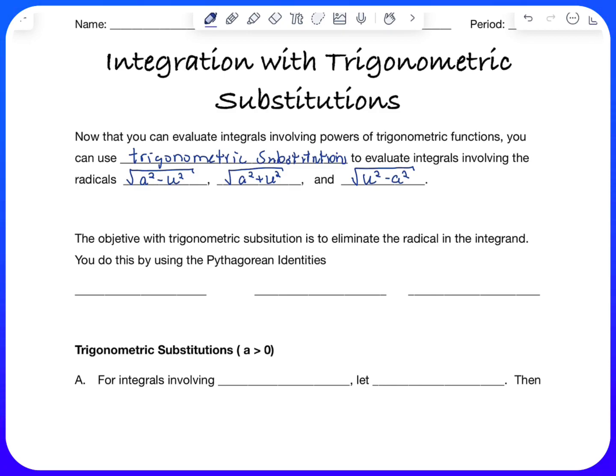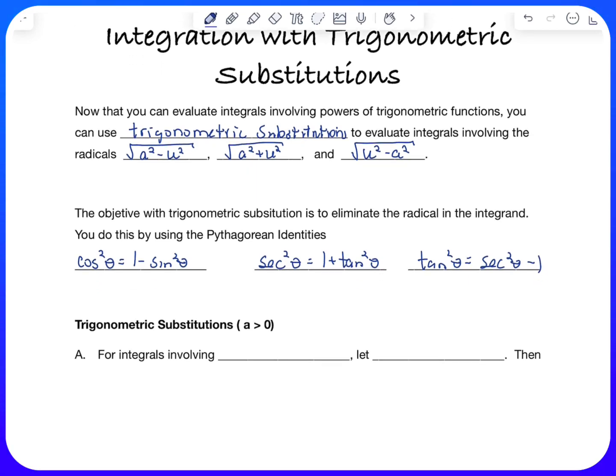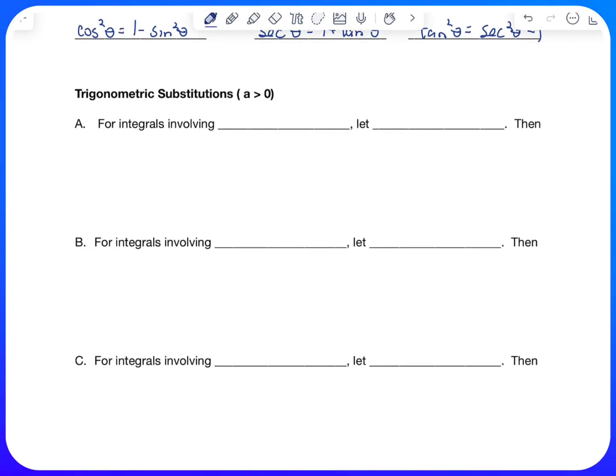The objective with trig substitution is to eliminate the radical in the radicand using our Pythagorean identities. So just remember, cosine squared theta can be replaced with 1 minus sine squared theta. Secant squared theta can be replaced with 1 plus tangent squared theta. And we know that tangent squared theta is equal to secant squared theta minus 1. All of this trig substitution assumes that a is greater than 0.